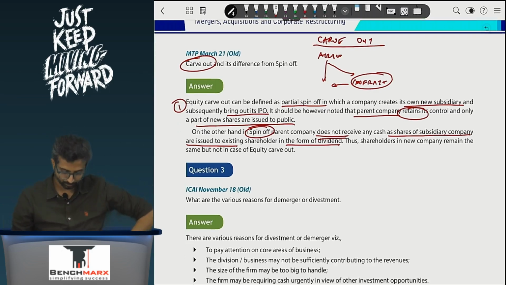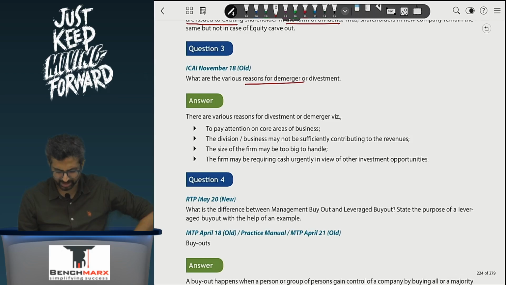Yes. What are the various reasons for demerger? Well, you can have various reasons for demergers, including better management focus, better team. Maybe you want to sell it off. So pay attention to the core areas. May not be sufficiently contributing, too big to handle, etc.